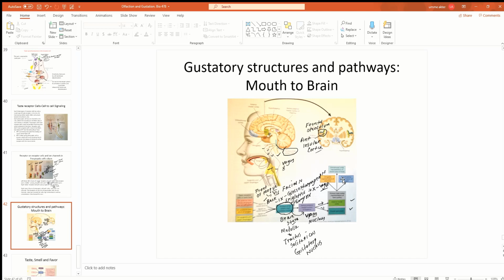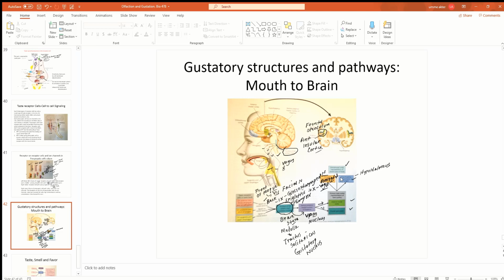Then the signal will go to the amygdala. This is the amygdala, and the hypothalamus. So from the primary gustatory cortex, the signal will go to the amygdala, hypothalamus, and another structure called the orbitofrontal cortex. You must remember these names from my last lecture.